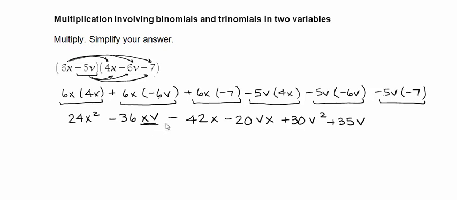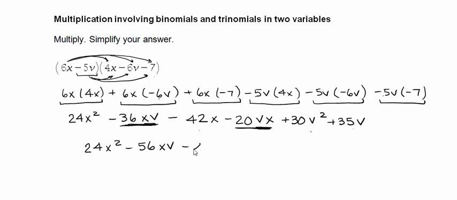Okay, so let's see if there's anything that we can combine. Well, notice I had an xv here and a vx. These are the same, right? Because multiplication is commutative, it doesn't matter the order. So these two are like terms, but everything else is unique. So I have 24x squared, and then I have vx minus 36 minus 20 gives me a minus 56, and I'm going to make it xv.